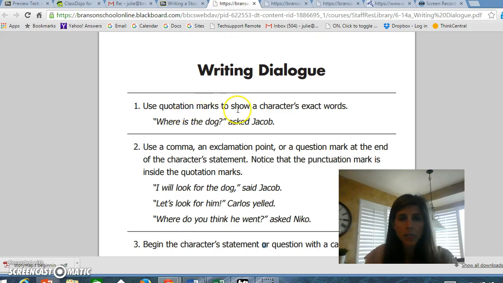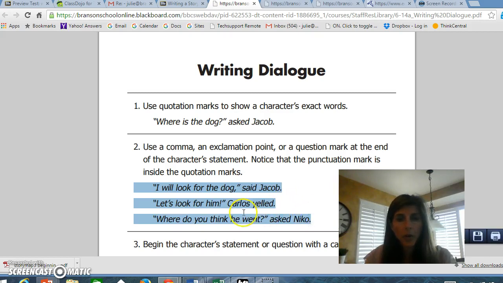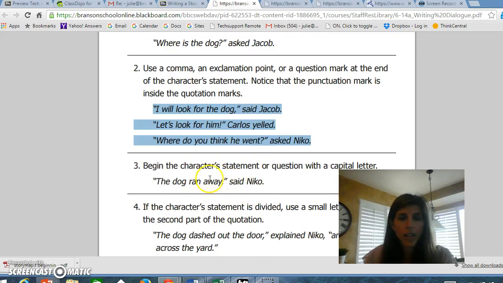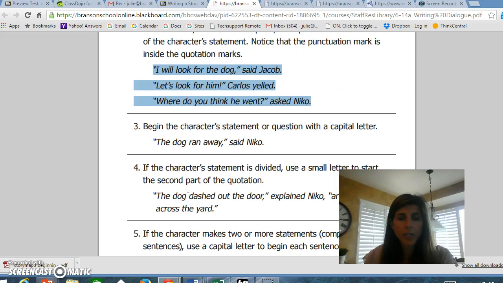Use quotation marks to show a character's exact words. "Where's the dog?" asked Jacob. There are a lot of rules to using quotation marks, and we will be going over those later on, but that is definitely one way to tell a story. So whatever you want to talk about, say you want Jaden and his friend talking, you can use quotation marks as stated here. And that is a very fun way to tell a story.